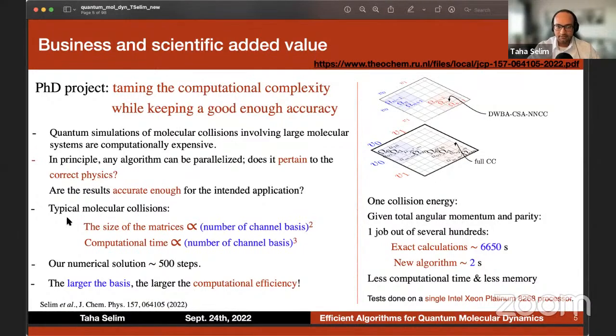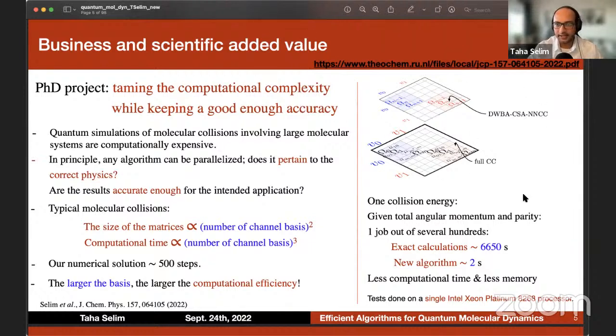In these typical molecular collisions, the size of the matrices is proportional to the number of channel bases, the number of equations being solved, and the computational time scales as the third power of the number of channel bases. Of course, in other methods it might vary, might be higher or lower, but this is in the method that I'm using for that project. Numerical solutions involve solving the equations for many hundreds of steps. The larger the bases, the larger the computational cost, and so the more valuable the efficiency of our algorithm.